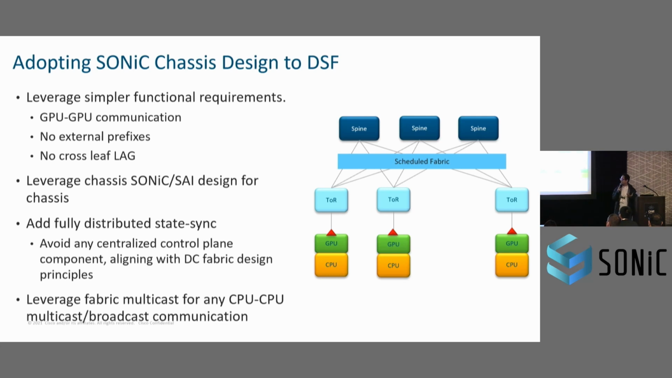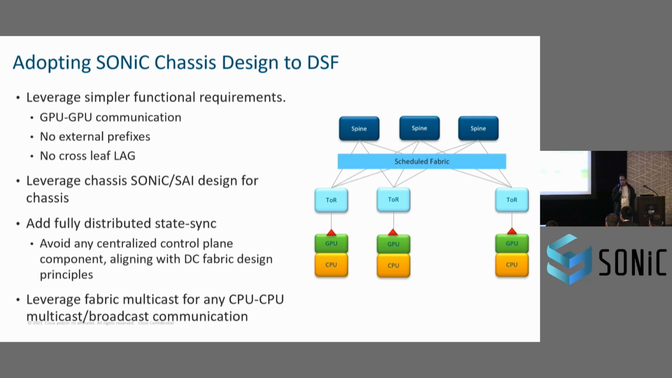There is no cross-leaf lag. In fact, there is no lags in the picture because every southbound port of the top of the rack connects directly into a server port, and on the northbound, it's all scheduled fabric with packet or cell-based sprays. Right. So that simplification actually comes handy when we look at the design choices.